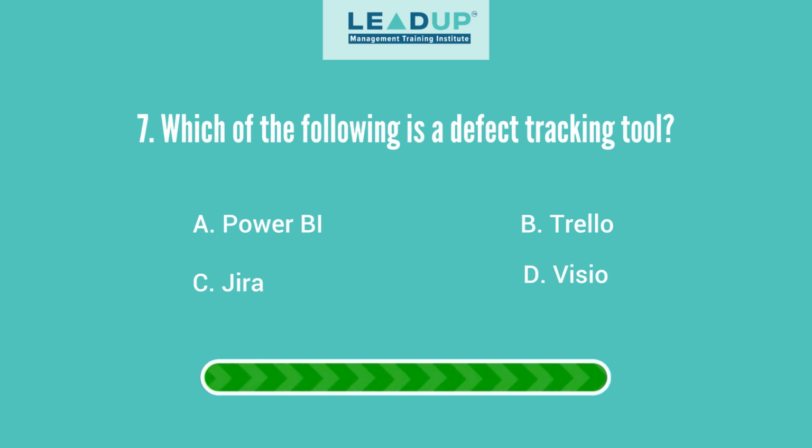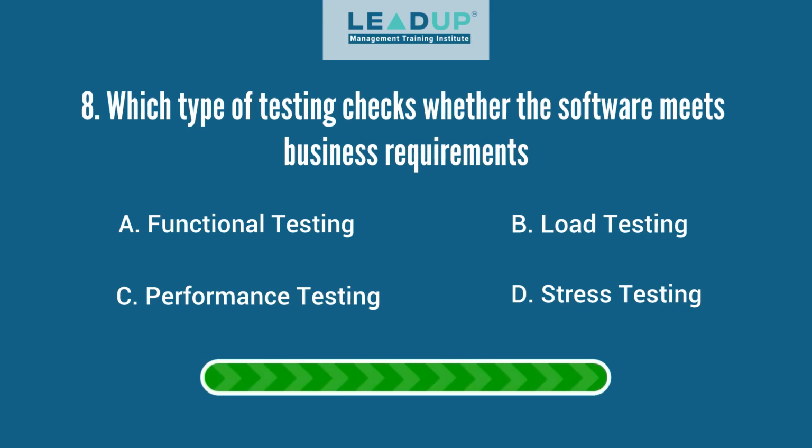Question 7. Which of the following is a defect tracking tool? A. Power BI. B. Trello. C. JIRA. And D. Visio. The answer is JIRA.